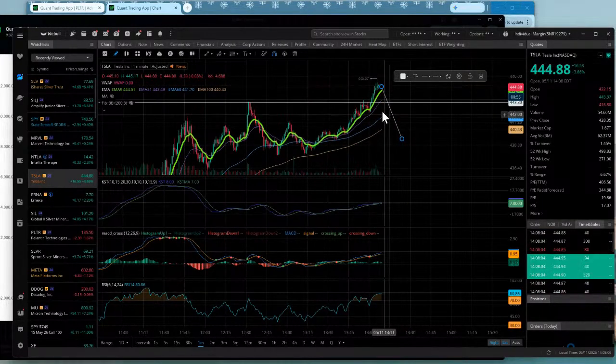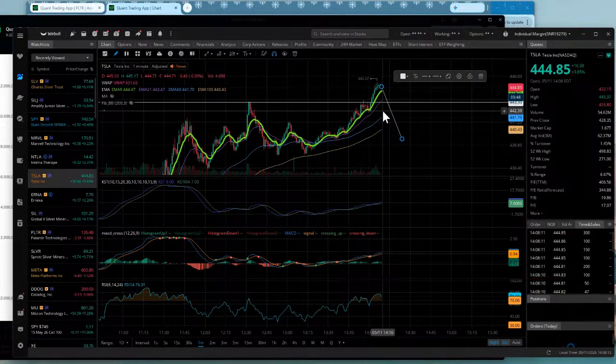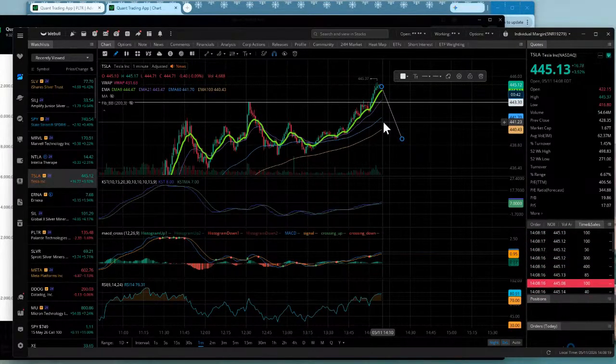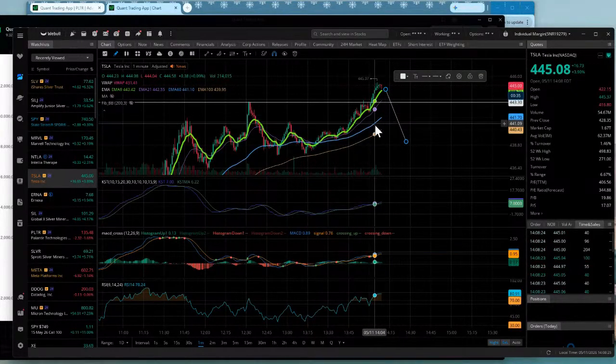Now this one is going to be a little tricky because we have a couple supports right here. We have one good one right here at 442.40 ish, and then a little lower, 441.20 ish, right? This is just a trajectory, and we also have the other EMAs that are right here.